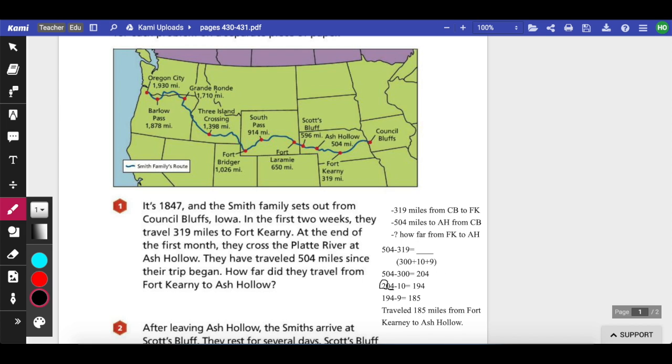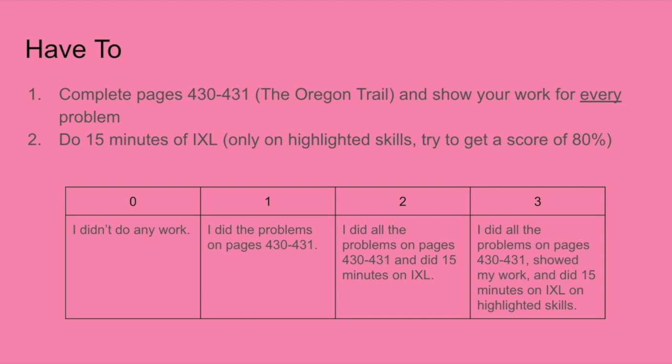So let's take a look at your have to for today. Your have to for today is you're going to complete pages 430 to 431, which is the worksheet we just went over, the Oregon Trail, and show your work for every problem.